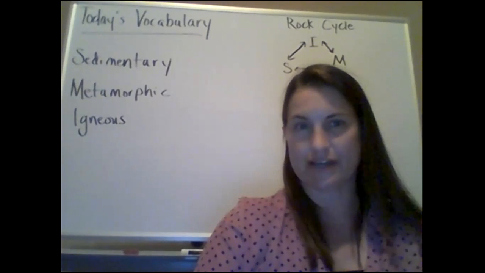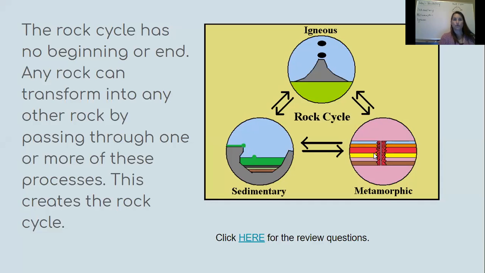Let's go back to our slideshow. So the rock cycle has no beginning or end. Any rock can transform into any other rock by passing through one or more of these processes. And this is what creates the rock cycle.